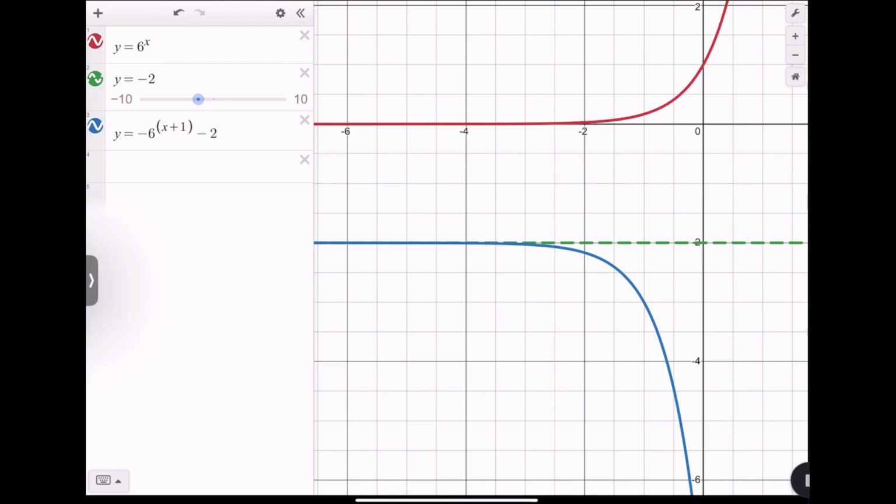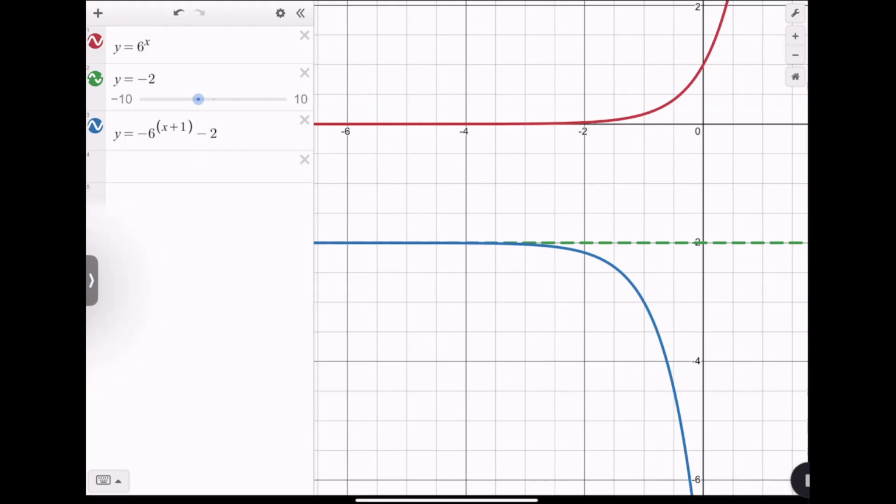Yes? Okay? So my key point up there was 0, 1. And 0, 1 had to shift to this point by shifting left 1, flip over, down 2. So if you look at just a horizontal asymptote, it shows me that there's a shift down of 2. Agreed? So what I'm trying to say is, if I was to give you the blue curve, could you write me the equation from the red curve?